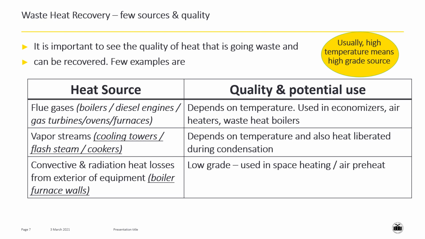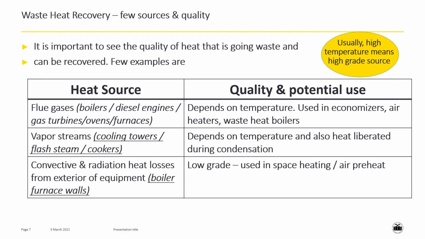Let us see some typical waste heat recovery sources and the quality of this source with potential application. First is flue gases from boilers or diesel engines or gas turbines. Their quality or grade depends upon the temperature of these gases. This can be used in economizers, air preheaters, waste heat boilers, etc.